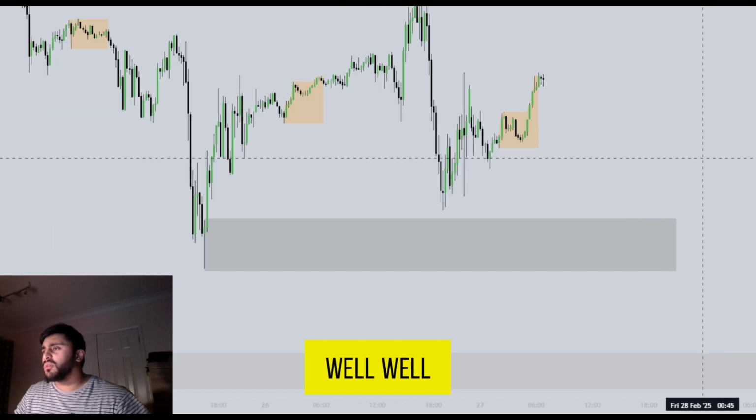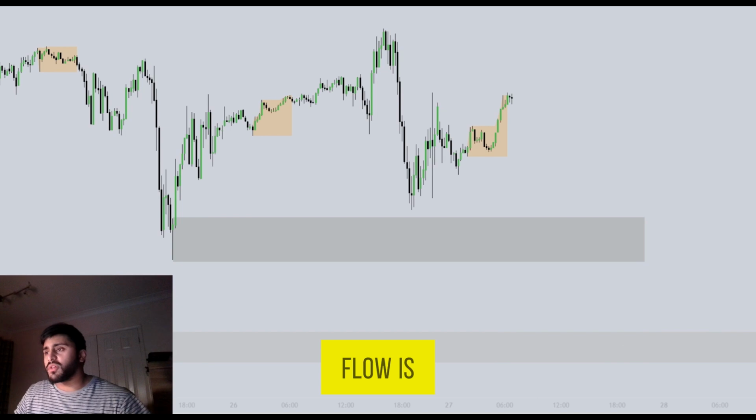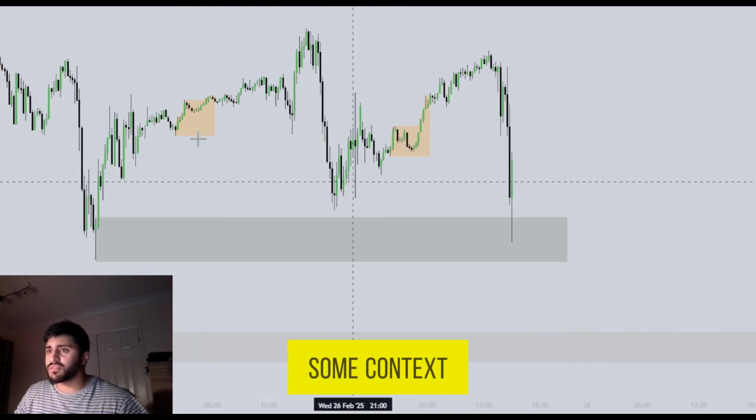Well, there's a few things. We're going to be going over this in terms of the order flow. So the order flow is what we use to determine our entries, right? So let's just go over this in some context.